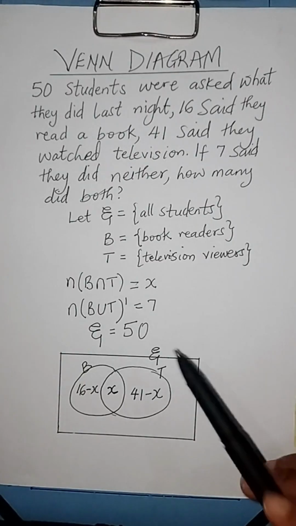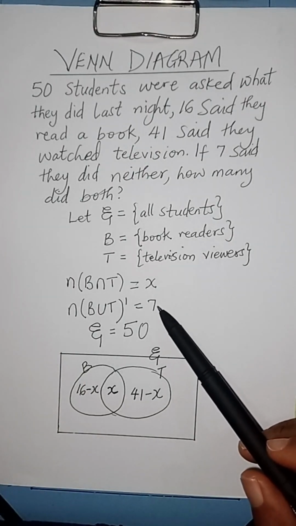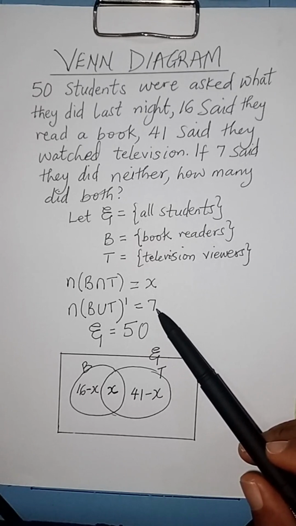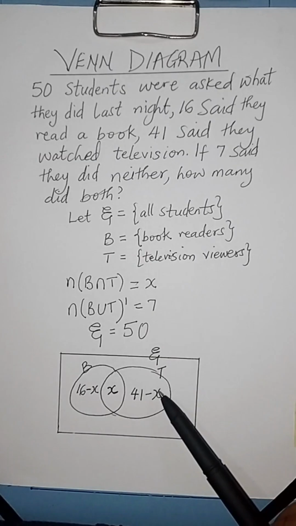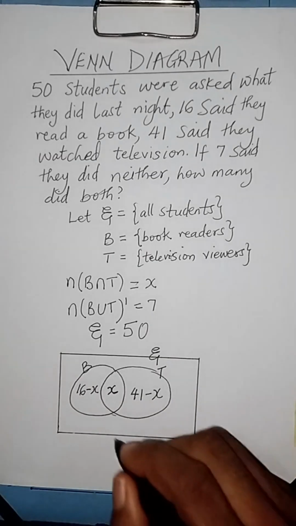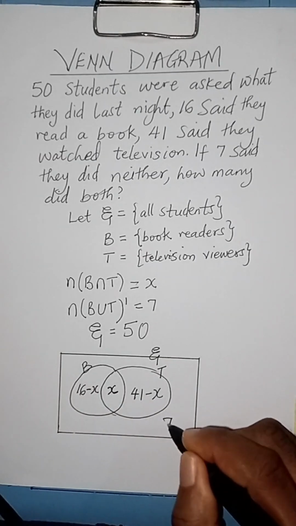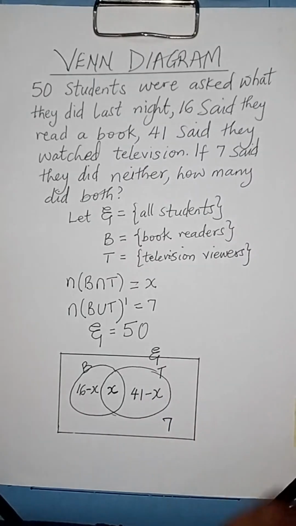But there's still one number left, 7. So remember, 7 did not read a book, neither did they watch television. So they're going to be outside the two circles, but in the universal set. So this is it. With this, you are good to go to solve the question. So let's now find out how many did both, which is the X we are looking for.